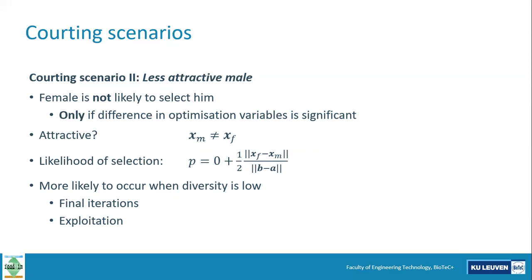The second courting scenario occurs when the popularity of the male solution is lower than that of the female solution. And in this scenario, the female solution is less likely to select this male solution as its partner. The only thing that could persuade her is if the male solution has a significant difference in traits or optimization variables.